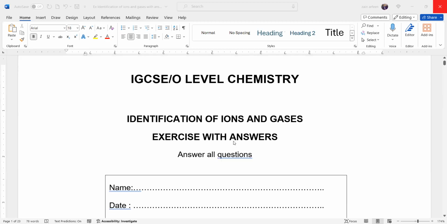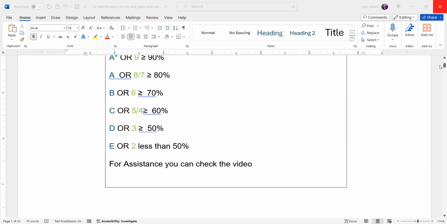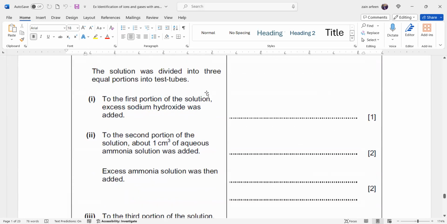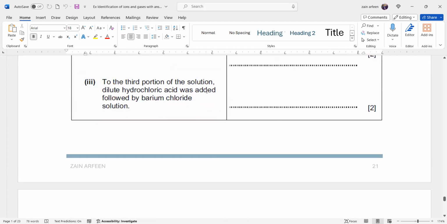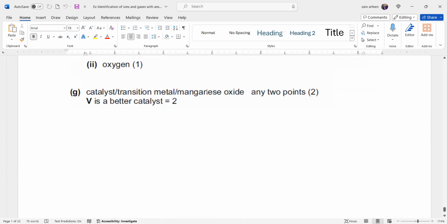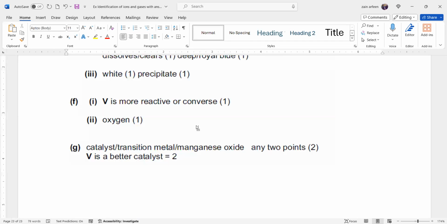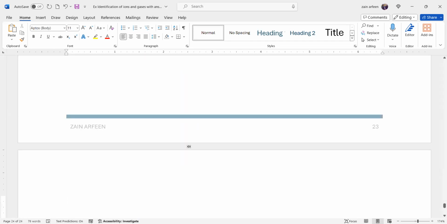So, identification of the ions and the gases. The last question we discussed was question 6. Just a minute, I will share the question.